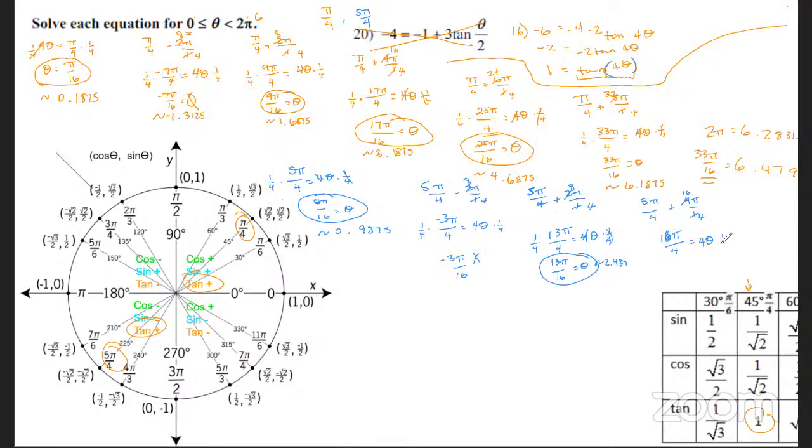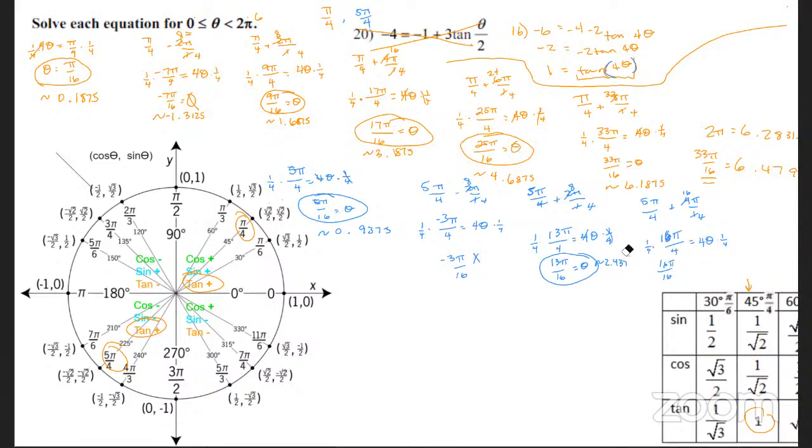So multiply by the reciprocal of 1 over 4, 1 over 4. And you've got 16 pi over 16. Oh, you can tell it's getting late for me. I do mess up more the longer I've been going.